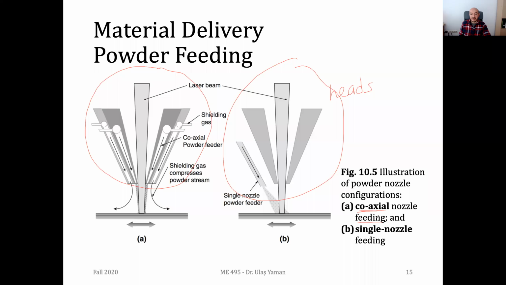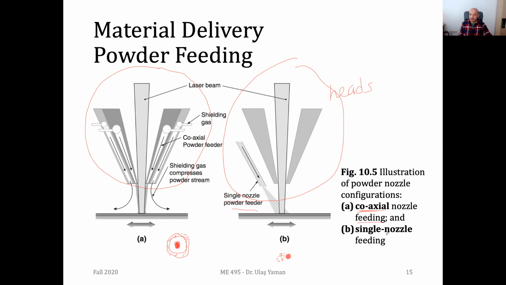We are feeding the powders around the perimeter of our laser beam. So let me draw a bottom view. If this is your laser beam, then we are actually spreading powders around this kind of ring. Powders are fed through this ring, and this is called coaxial feeding. But in single nozzle feeding, obviously we are using a single nozzle, and let me draw the bottom view again. So we'll only have the powders coming from a single point. So this is called single nozzle feeding.